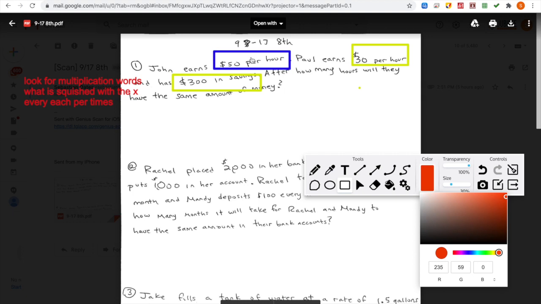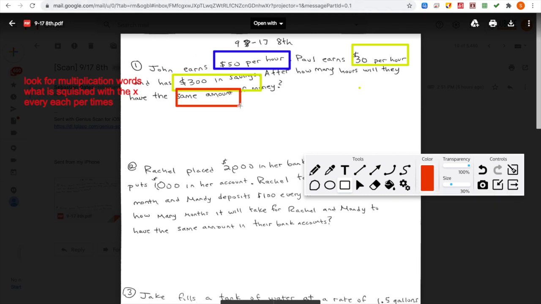And if we have money in savings, so let's say I worked 2 hours, but then I also have money in savings. Do I subtract the money that I have in savings, or am I going to add the money to find out how much total money I have? Well, I'm going to add the money. And since I'm looking for when they have the same amount, I know that I'm going to have an equal sign in the middle. So I'm going to have 50x because that $50 depends on how many hours he works. So if he works 2 hours, then he would have $100, right? So 50x equals 30x plus 300.